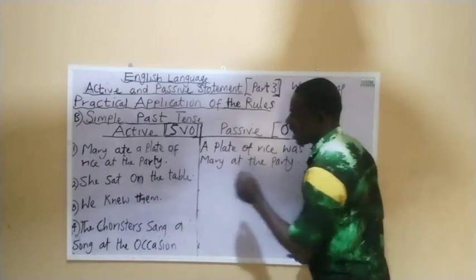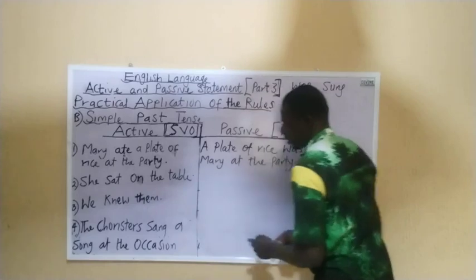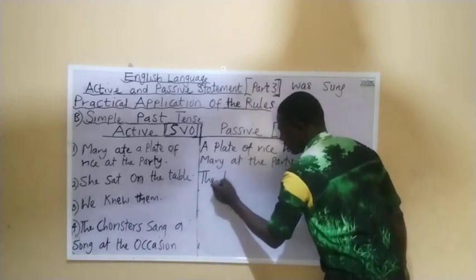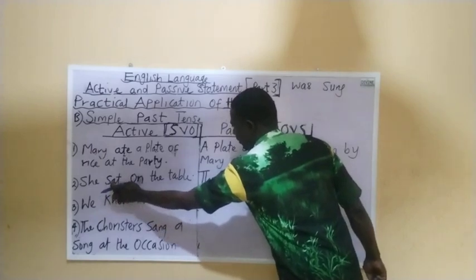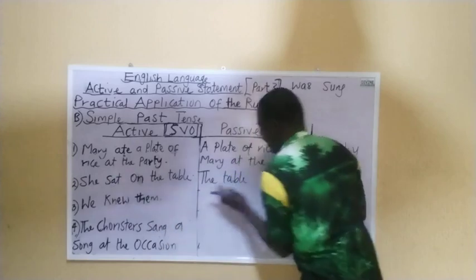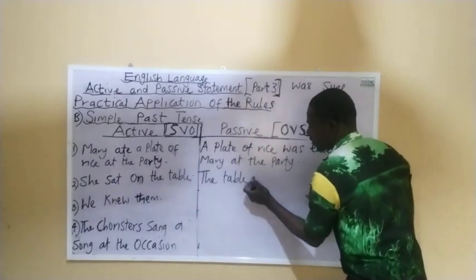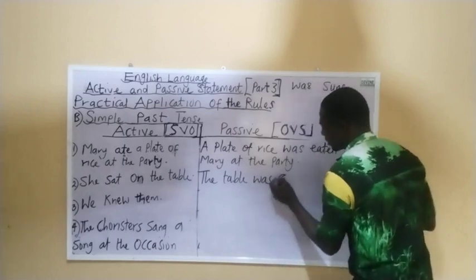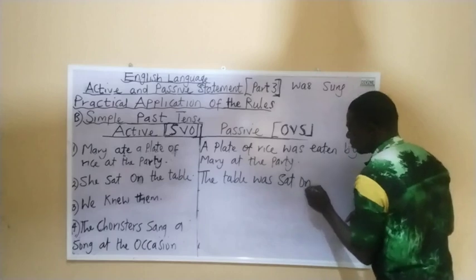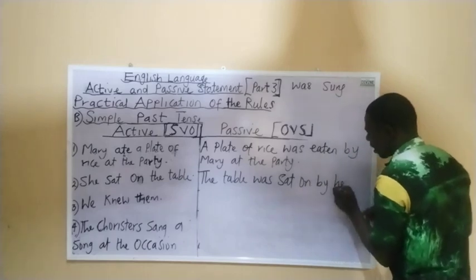Number 2, she sat on the table. We begin with our object, the table. The table, we have sat here. In maintaining the verb, we use the past tense. And the table here is singular. So we have to use a singular past tense, which is was. The table was sat on by her.